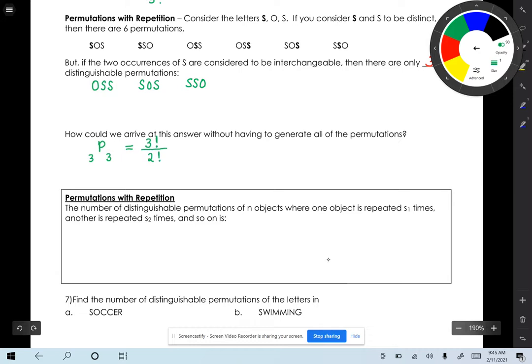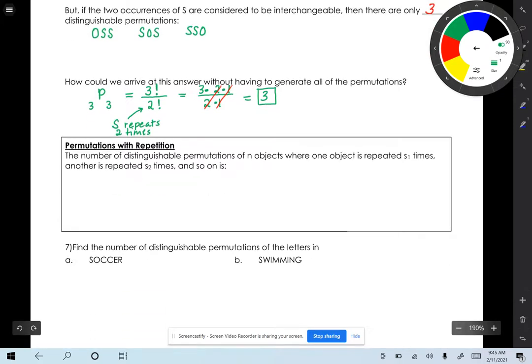2 factorial, and here's why. And we'll come to a formula. The letter S repeats 2 times. So here we would have 3 times 2 times 1, and down in the denominator, we have 2 times 1. So those cancel, and we're left with the answer 3, which we knew. And so we'll generate a formula, and then we'll do 2 remaining examples.